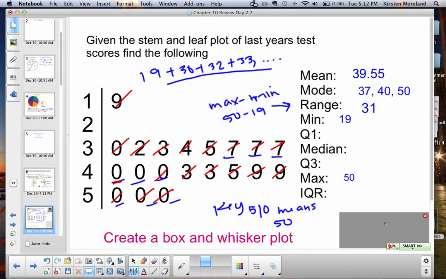And notice it ends up being between 40 and 40. Well, that means that the median is 40. Next step, I need to find... so it's right in between these two. All right. Next step, I need to take the lower half and find Q1.